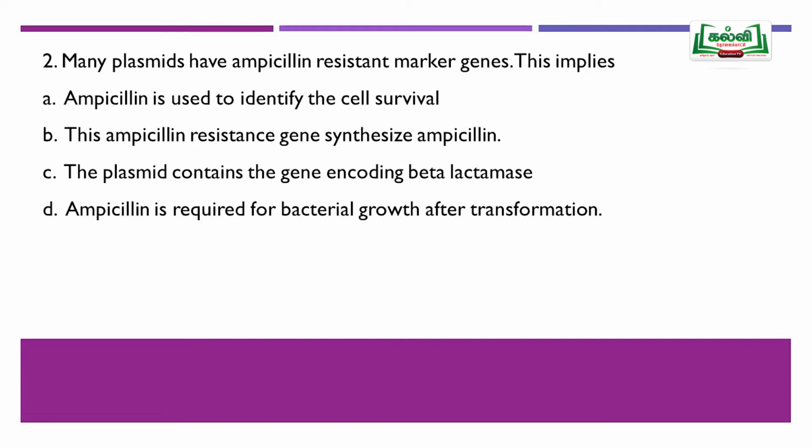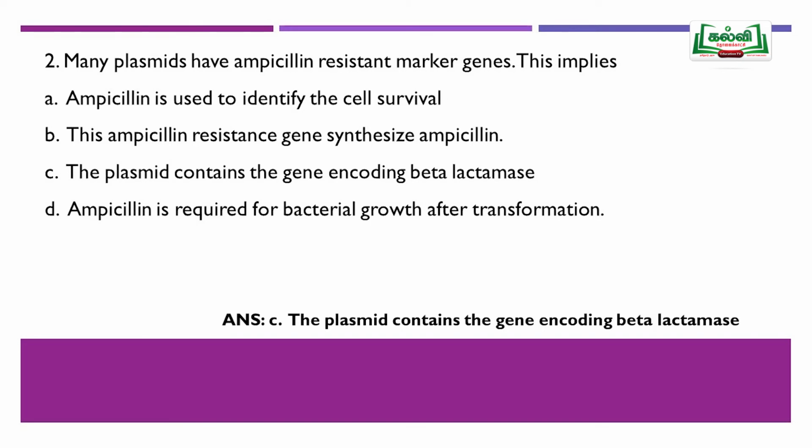The third option is the plasmid contains the gene that encodes beta lactamase. So this is the correct one. The ampicillin resistant marker gene codes for a particular enzyme called beta lactamase, which goes and breaks the ampicillin molecule. The last option is ampicillin is required for bacterial growth after transformation. When we are performing transformation we need ampicillin, but here the correct answer is C: the plasmid contains the gene coding beta lactamase.